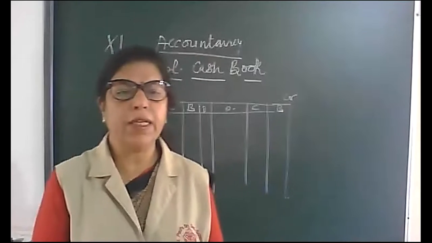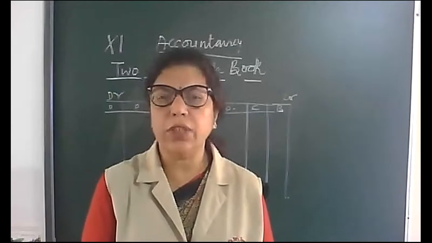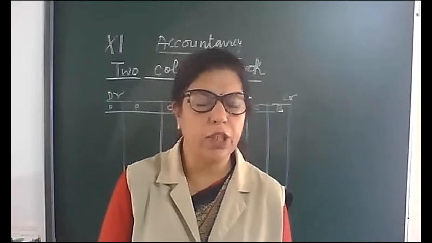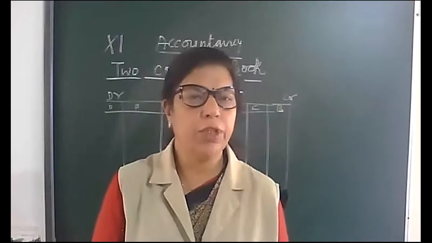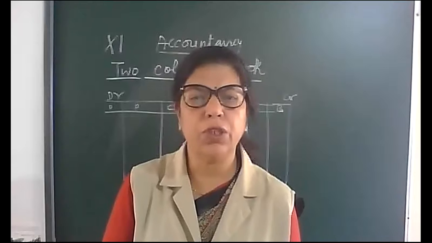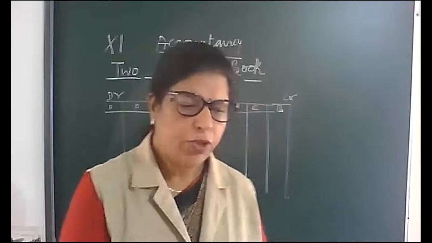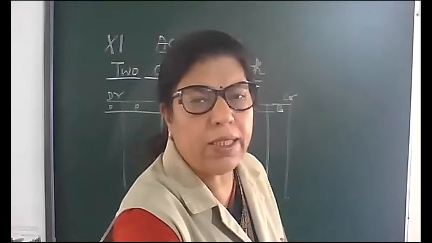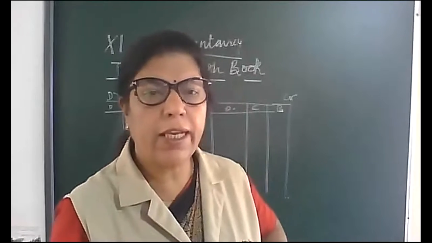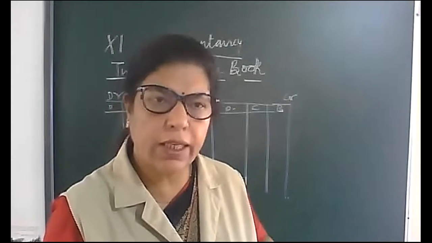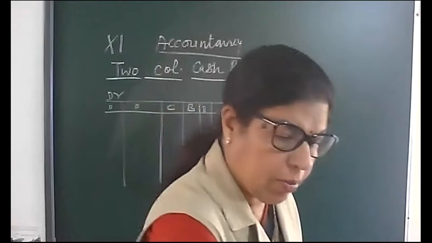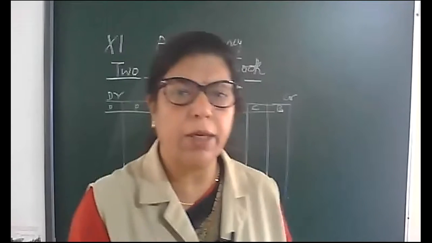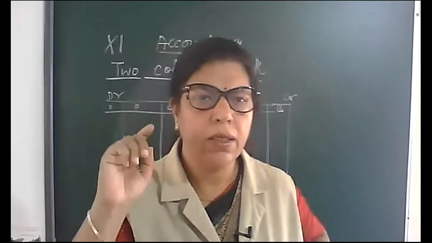In class 11th accountancy, we are on chapter number 4 and the topic is cash book, and today we are moving towards two column cash book. Two column cash book means the cash book which has two columns. That's why it is known as double column cash book.